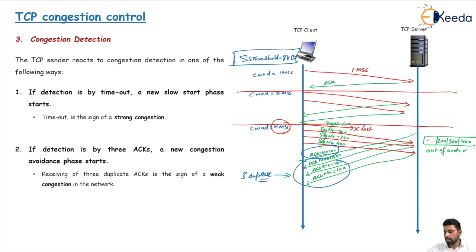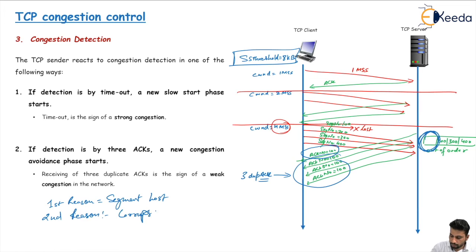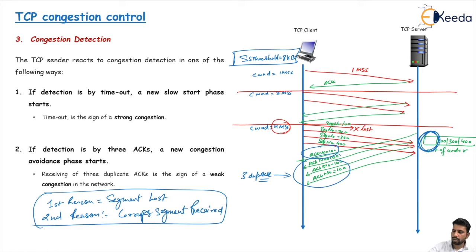Because this number 100 is not received by the sender, that one is lost in the network, or maybe a corrupted segment is received. Any 2 reasons may come. The first reason may be the segment lost, and the second reason may be a corrupted segment received. Due to that, the receiver accepts the next subsequent segments and puts them all in the buffer.